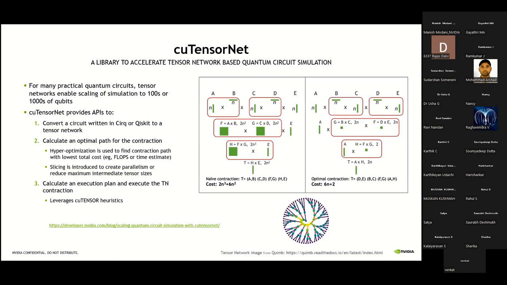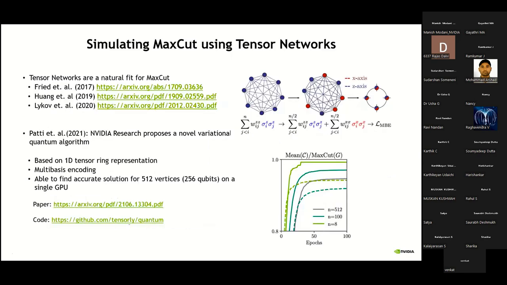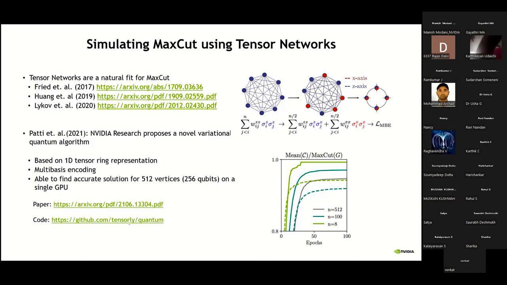Similarly, one can use cuTensorNet. The tensor network is optimized. If you see the right side, the unoptimized one has a cost of around n raised to the power cube, whereas we have optimal contraction, which has a cost of around simple 6n plus 2. So order of n versus order of n cube. That's the difference that we have with cuTensorNet. And with that, we are able to get a significant speedup. We solved this max cut problem, and there we see the significant speedup. These papers are published. One can go and look into those papers.